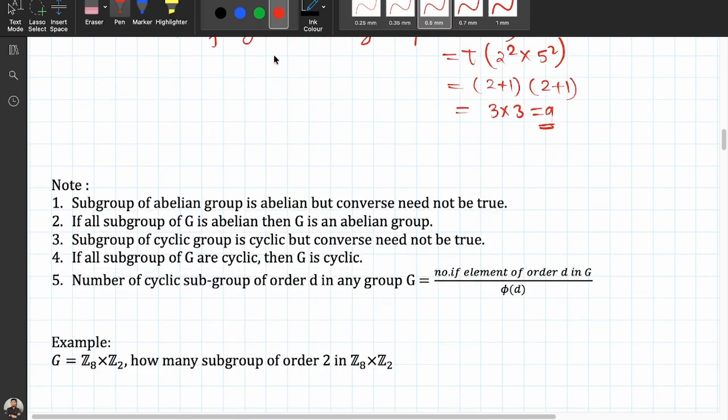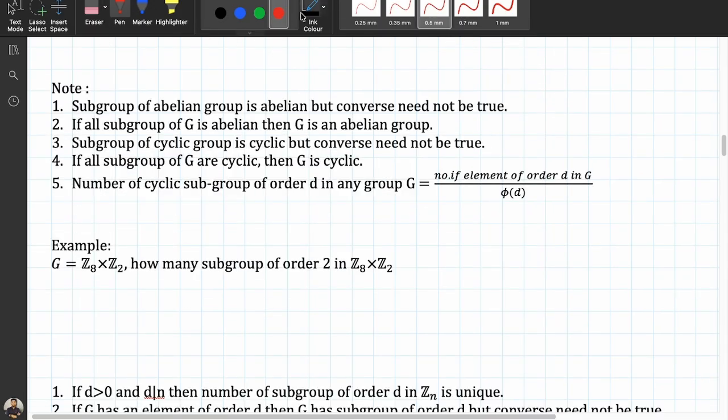We can take another example like this. Now there are some more important results that we will discuss. A subgroup of an abelian group is abelian, but the converse need not be true. What is the meaning of an abelian group? It means for x and y belonging to G, x star y is equal to y star x. That is the commutative property. If you have an abelian group, then its subgroup is abelian. But the converse need not be true.